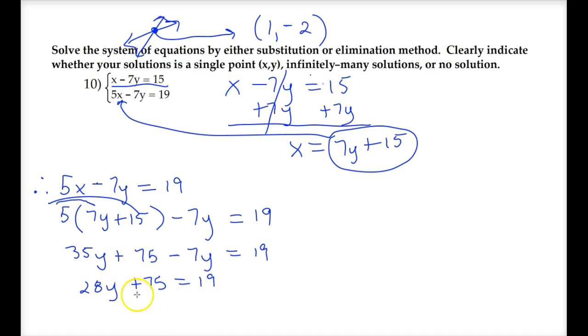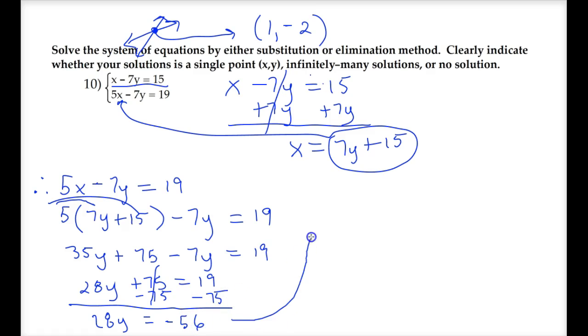And so from there, we will just subtract 75 from both sides. Okay, so we know that 75 minus 75 cancels to 0. We have a 28y here, and 19 minus 75 will give us a minus 56.